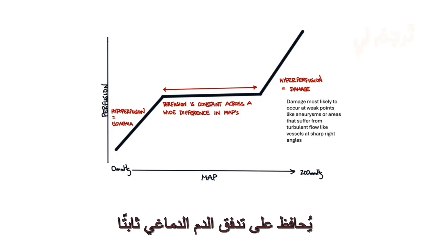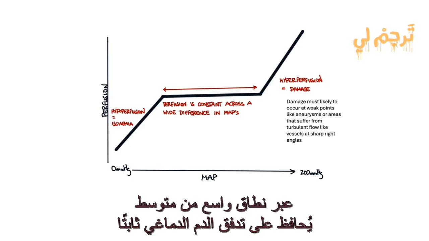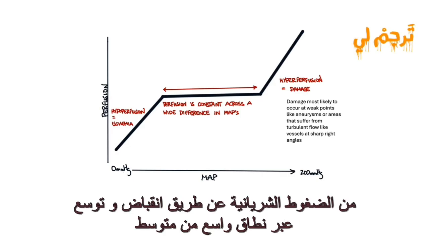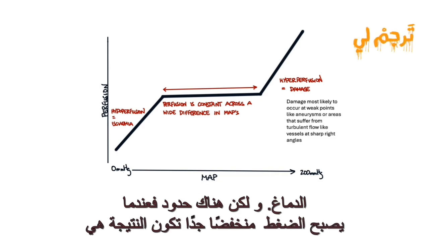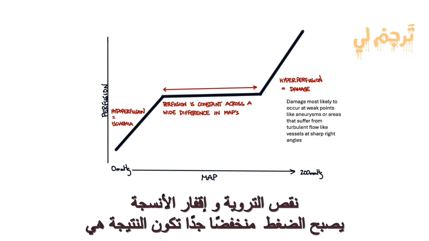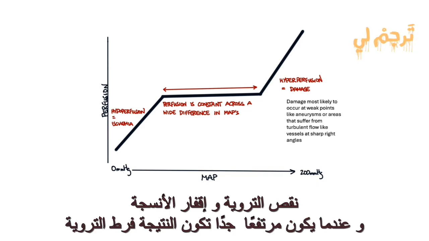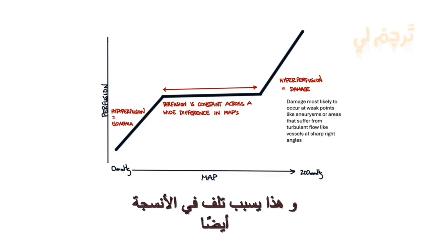Cerebral blood flow is maintained and constant across a wide variation of mean arterial pressures by way of vasoconstriction and vasodilation within the brain. But there are limits, and when the pressure is too low, the result is hypoperfusion and tissue ischemia. When it's too high, the result is hyperperfusion, and this causes tissue damage as well.